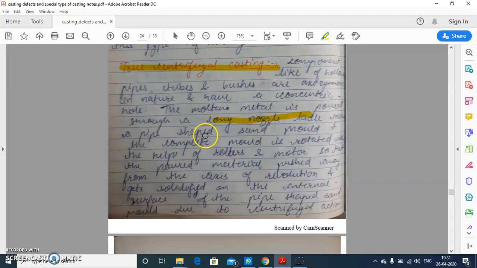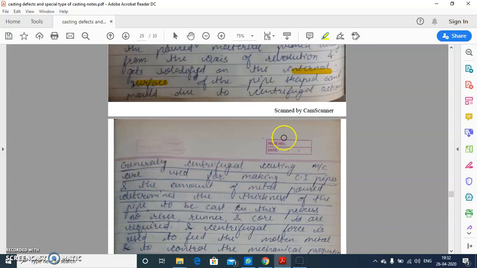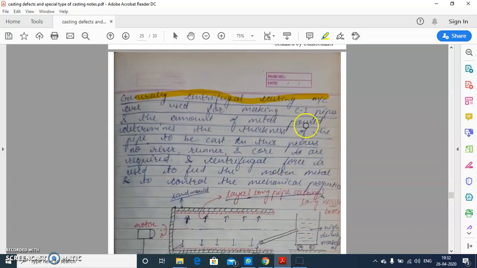inside a pipe-shaped sand mold, and the complete mold is rotated with the help of rollers and a motor so that the poured material is pushed away from the axis of rotation and gets solidified on the internal surface of the pipe-shaped sand mold. Due to the centrifugal action, generally centrifugal casting machines are used for making CI pipes.